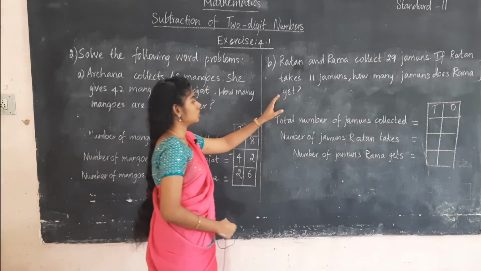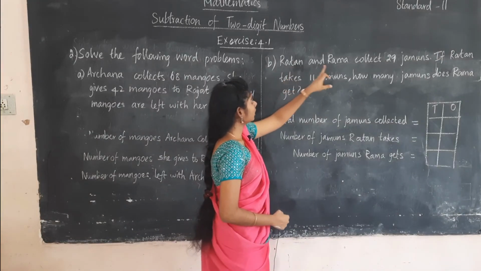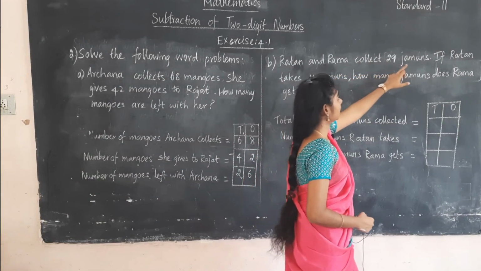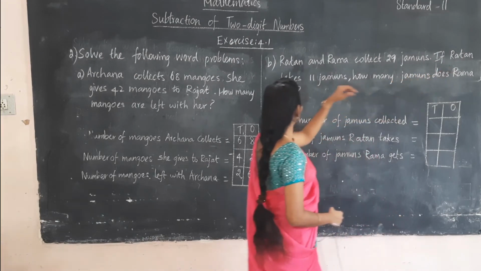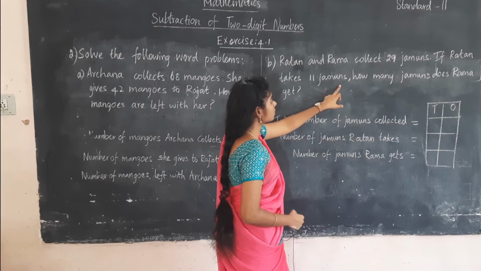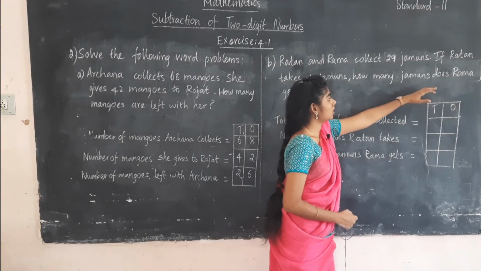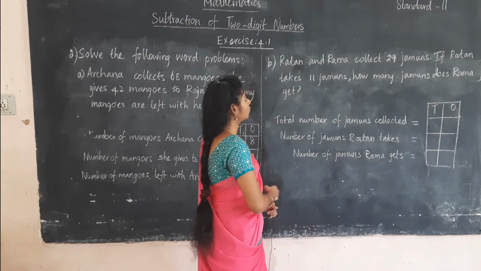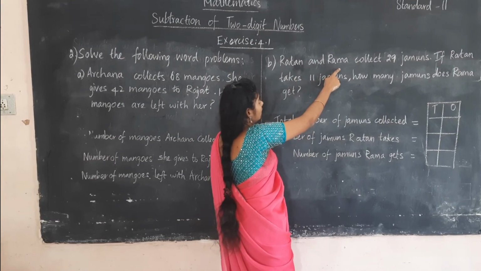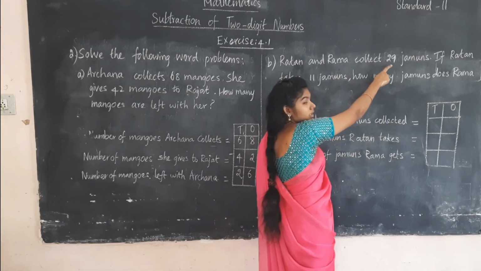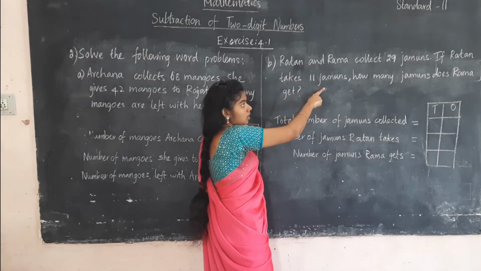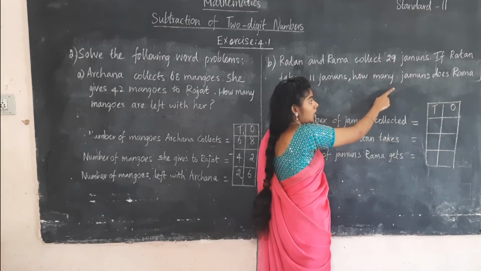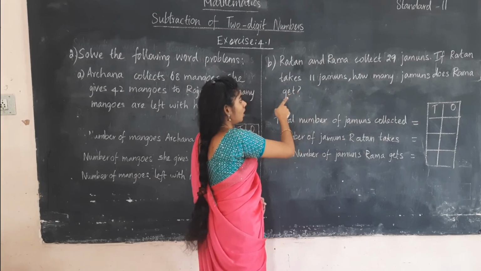Now we shall see the next one. Ratan and Rama collect 29 jamuns. You all know what a jamun is. If Ratan takes 11 jamuns, how many jamuns does Rama get? So totally how much have they collected? Ratan and Rama collected 29 jamuns, and then Ratan takes 11 jamuns. Then how many jamuns does Rama have? So we are going to find it for Rama.